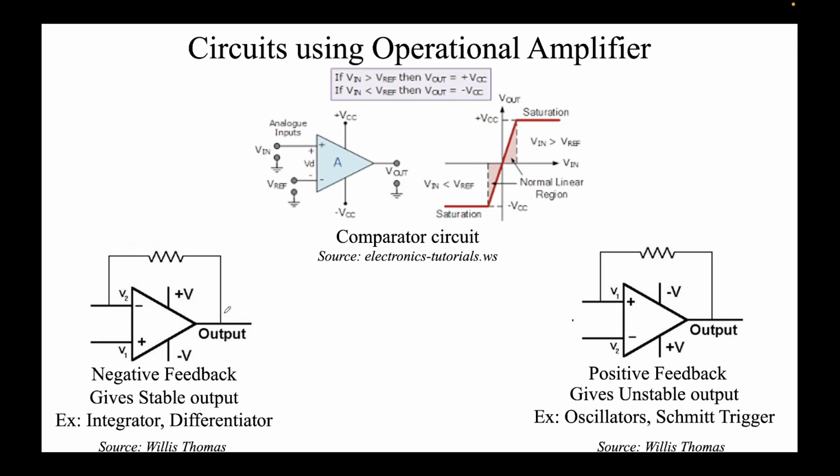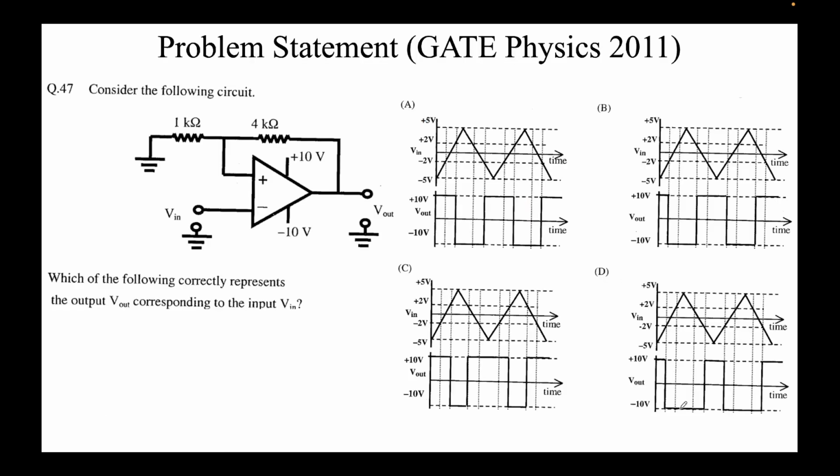But we also provide feedback. There are two kinds, negative and positive. If the output node is connected to the inverting terminal by some resistor, capacitor, or any other circuitry, it's a negative feedback. It provides a stabler output, and examples are the integrator and differentiator. Similarly, if the output node is connected to the positive, non-inverting terminal using some resistor, capacitor, diode, whatnot, it's a positive feedback. It usually gives an unstable output, but we can still utilize it to create oscillator circuits or Schmitt triggers, which we are going to see in a while.